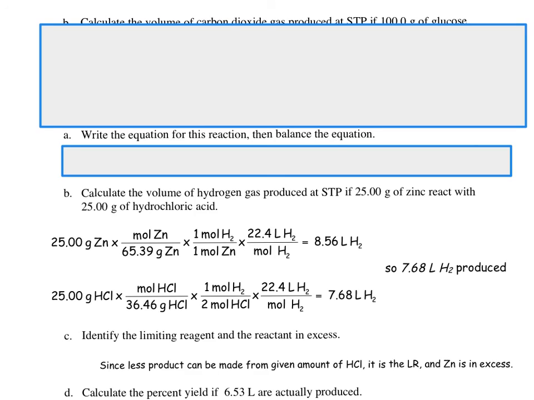Part C says identify the limiting reagent and the reactant that is in excess. The HCl must be the limiting reactant because the stoichiometry tells us that that amount of HCl will produce less product than the given amount of the other reactant, the zinc. So HCl is the limiting reactant, the zinc is the excess reactant.